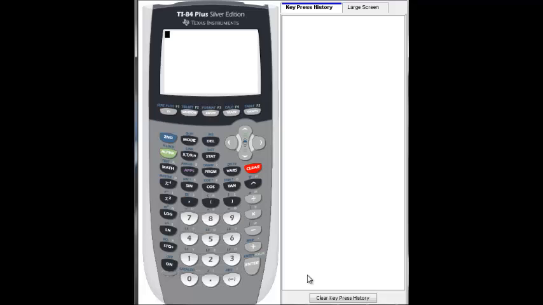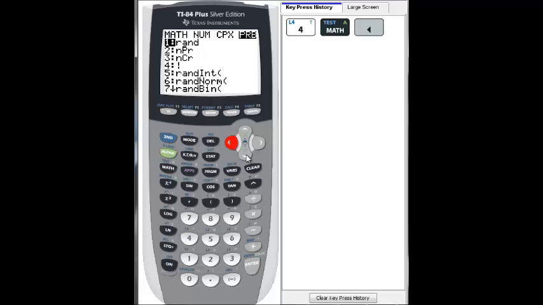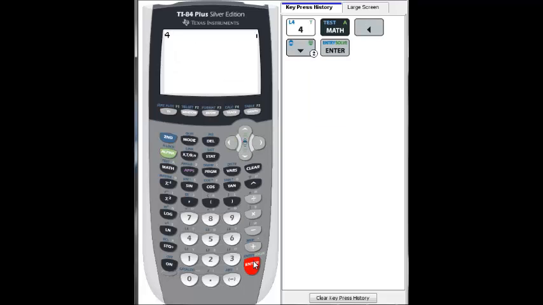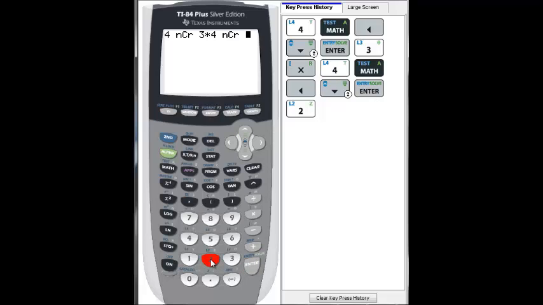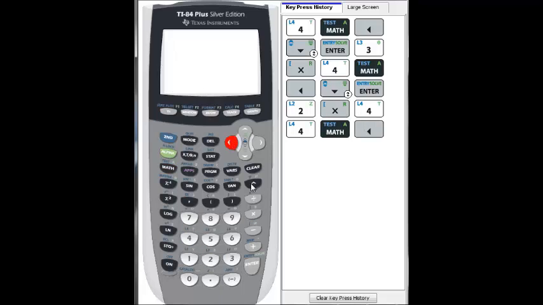Let's solve this problem using the calculator. We'll start with the numerator. 4 choose 3, so we'll hit 4, then math, arrow to probability, down to nCr, press enter, enter 3, times 4, then math, arrow to probability, then down to nCr, press enter, then 2, times 44, math, arrow to probability, then down to nCr, press enter, press 0. And we see our numerator is 24.